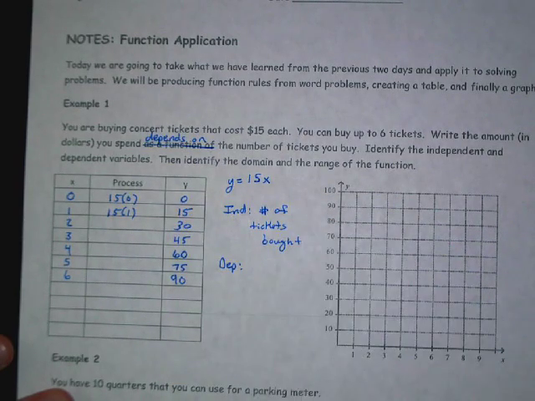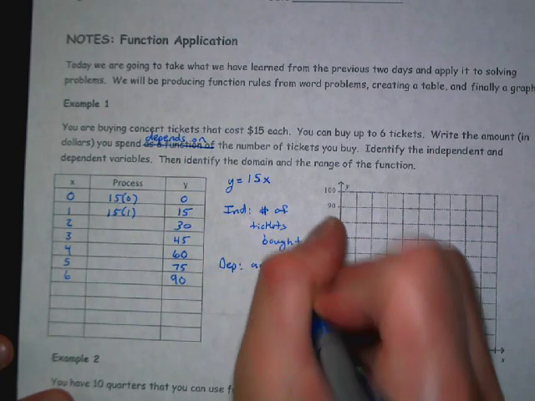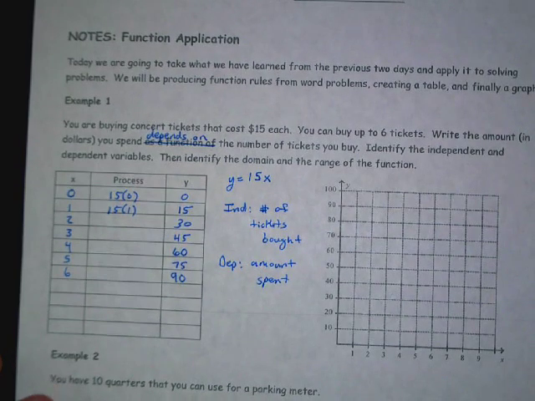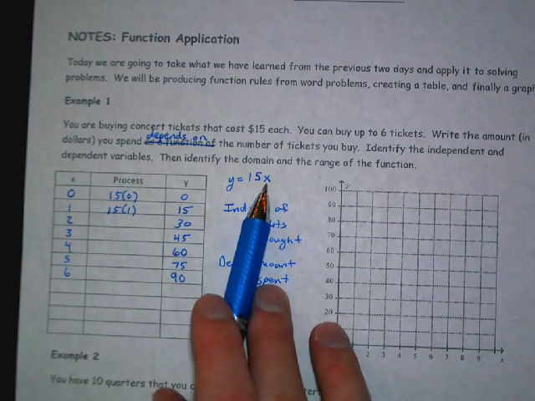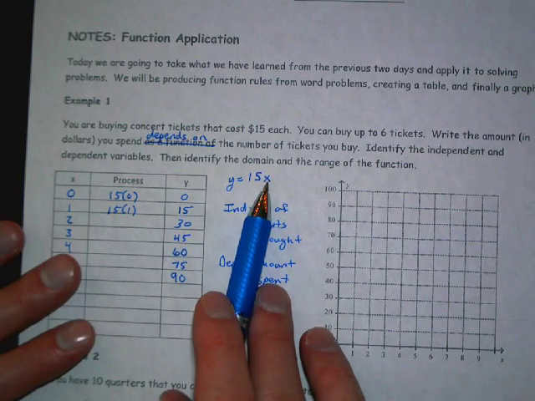Our dependent is the amount you spend, or you could call it total cost. I'm going to put amount spent because that's how the question words it. There's our independent and dependent variables. Another way you can think about it is, we've talked about before, when you have a function, x is your independent, y is your dependent.